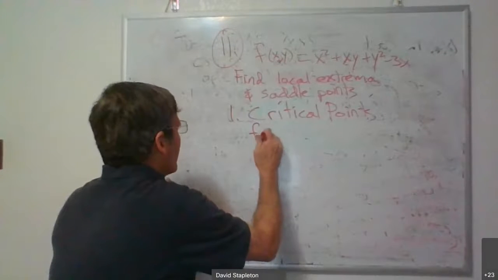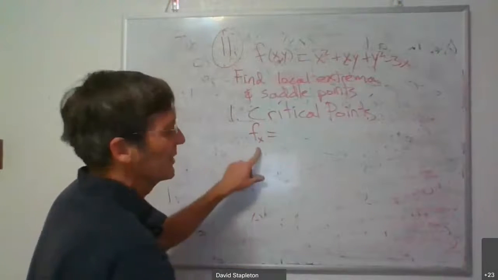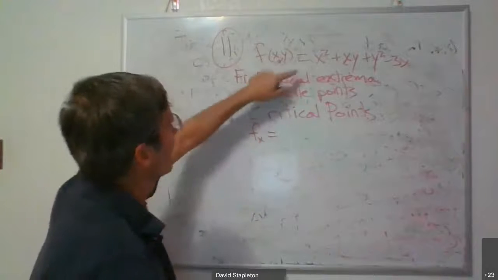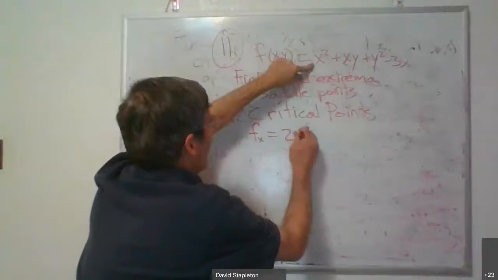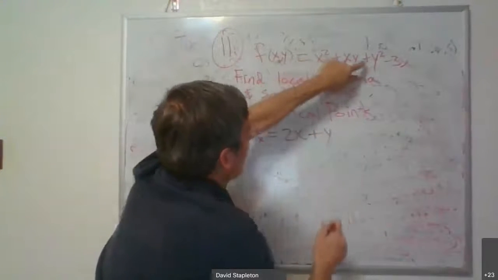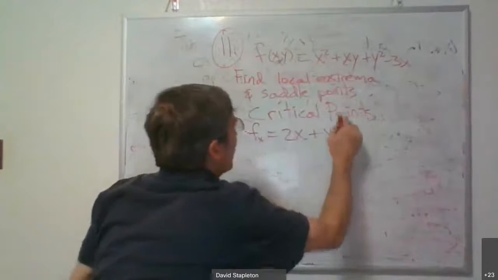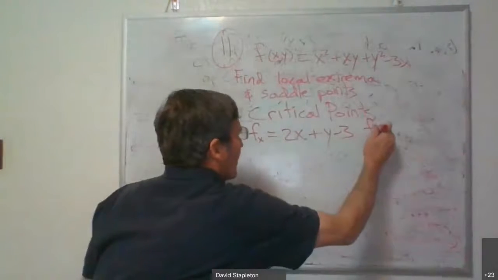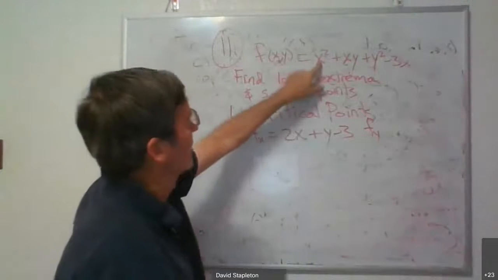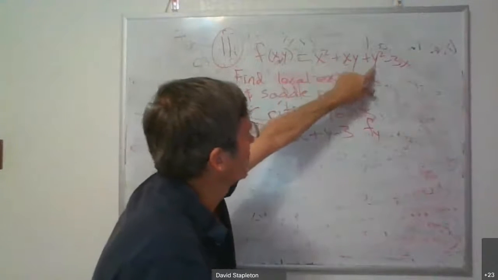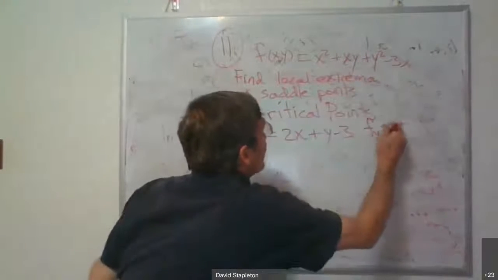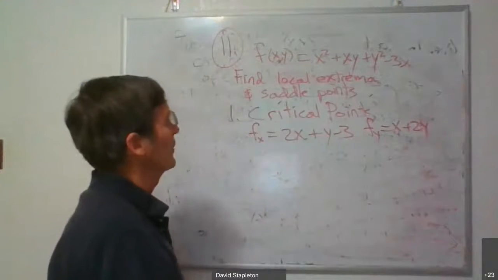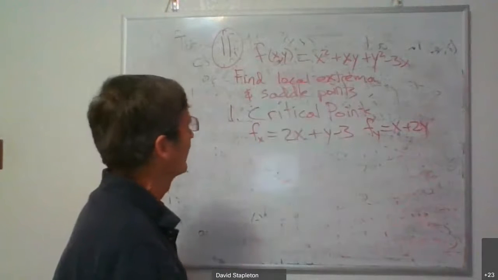Let's compute these. Partial of f with respect to x. We use this brief notation here. Can't use prime because there are derivatives in different directions. Partial with respect to x is 2x plus y plus 0 minus 3, treating y as a constant in there, right? Now what's fy, partial with respect to y? 0 plus x plus 2y plus 0. So it's x plus 2y. Those are the first partials for this polynomial in 2 variables.